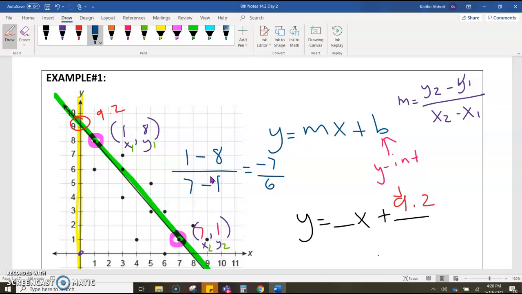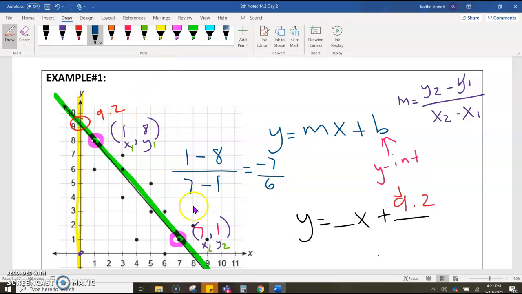And this answer makes sense. Here's why this makes sense. We have a negative correlation. It is going downhill. When our slope goes down, it is going to be a negative slope. So this makes sense. So if we had a positive slope, this wouldn't help us.